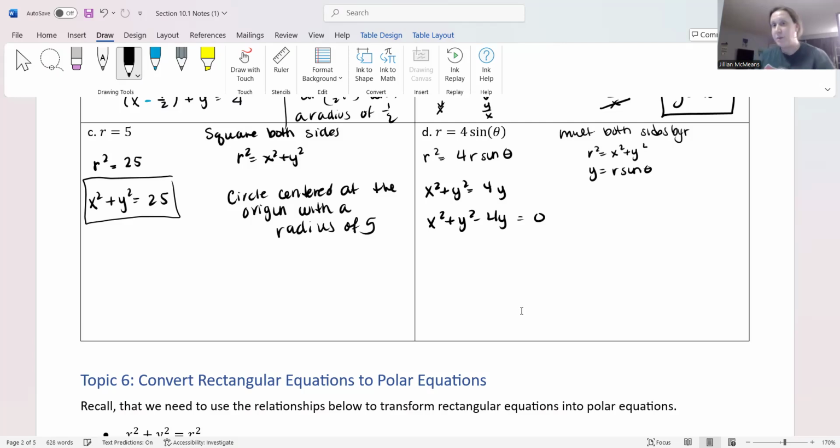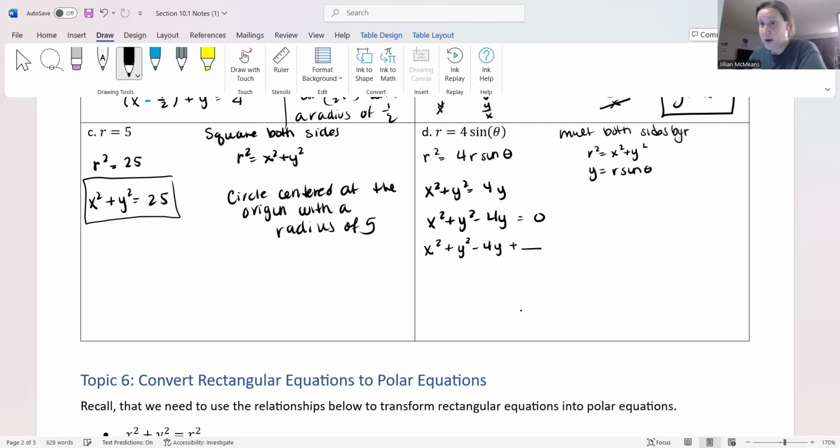And then just like we did in part A, let's see if we can write this in that standard form for a circle. I'm just going to leave my x squared alone. There's no other x, so I don't have to worry about it. But for my y squared, I want to see if I can complete the square to get some factored term where I just have the 1y. So I've got y squared minus 4y.